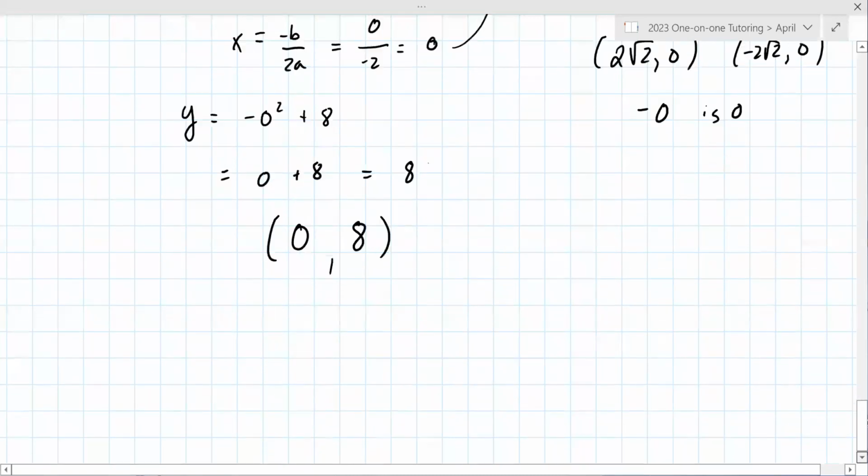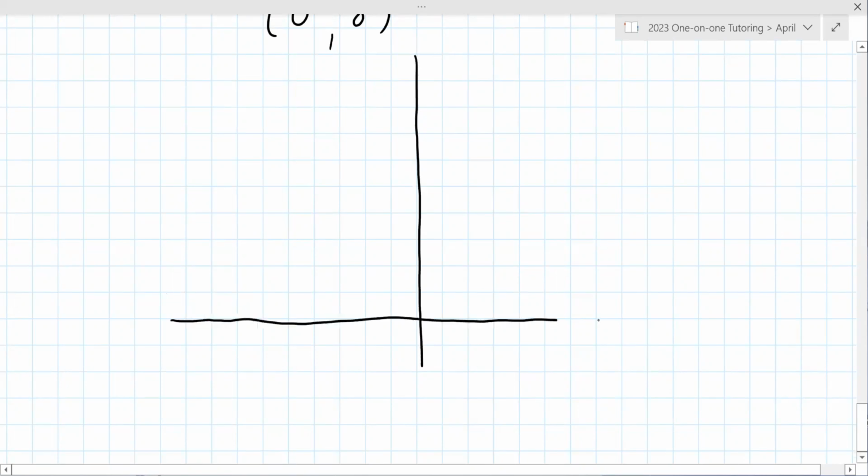Okay. So here's what that means graphically. Make sure we have enough room here. 1, 2, 3, 4, 5, 6, 7, 8. So there's your y-intercept, and it happens to be the vertex. And then, where's 2 square root of 2? It's between 2 and 3. It's closer to 3. So it looks something like this.